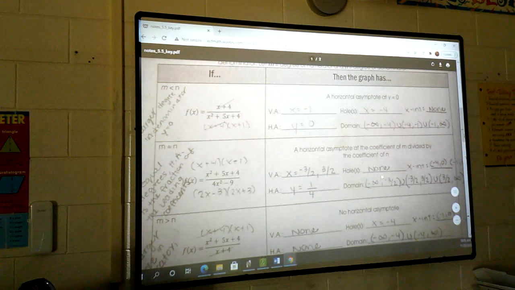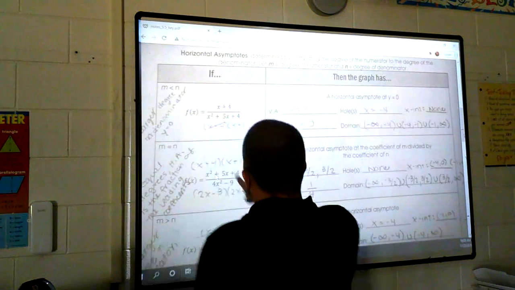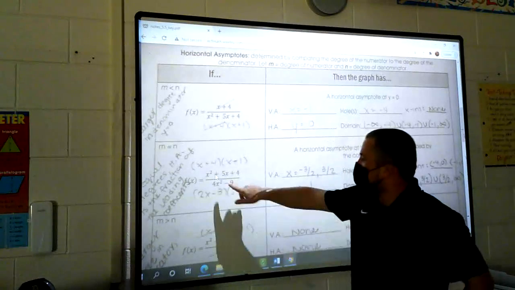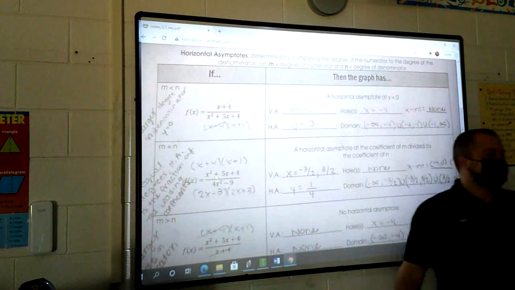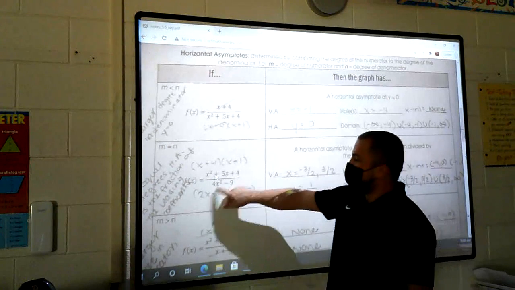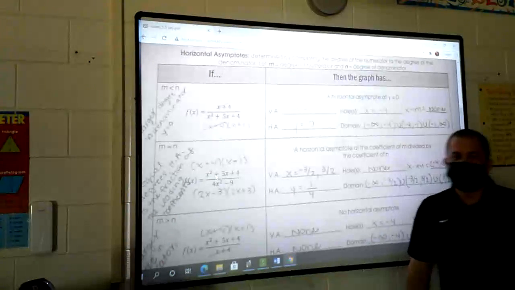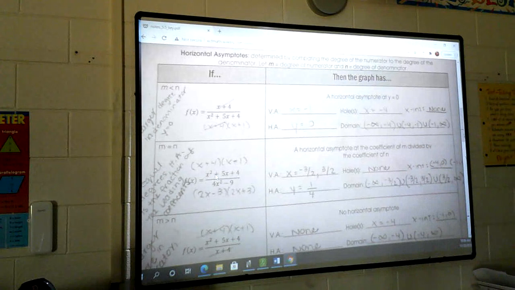Let's go to the second one. Second one says x squared plus 5x plus 4. We already factored that in the first one. So we know that's x plus 4 and x plus 1. And then on the bottom, we have 4x squared minus 9. That's a difference of squares. So the square root of 4x squared is 2x. Square root of 9 is 3. So we say 2x plus 3, 2x minus 3. So nothing cancels out in that one.